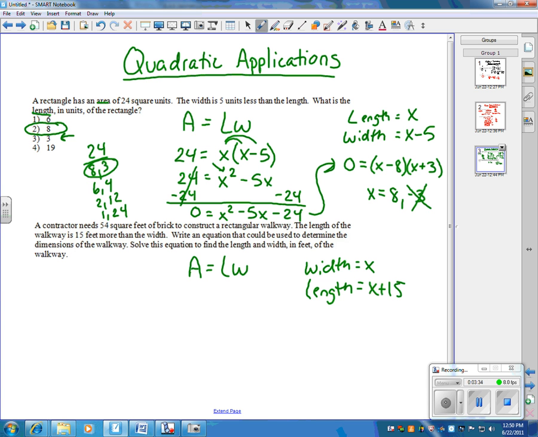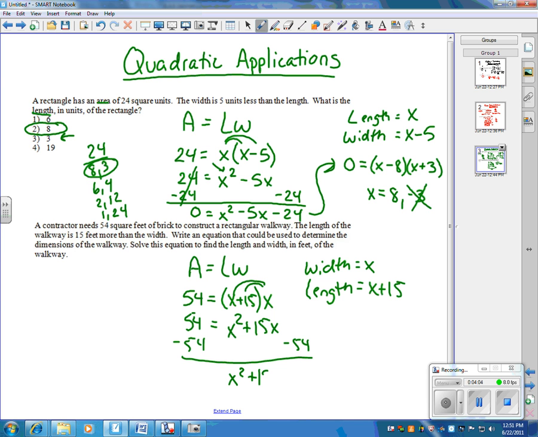So for this one, area is 54. That's got to equal length times width, or x plus 15 times x. So I'm going to distribute and get x squared plus 15x. That's going to equal 54. Same thing, get all our terms on the same side. Subtract 54, subtract 54. We get x squared plus 15x minus 54. That equals 0. Still got to factor. So I'm going to move my work up here.